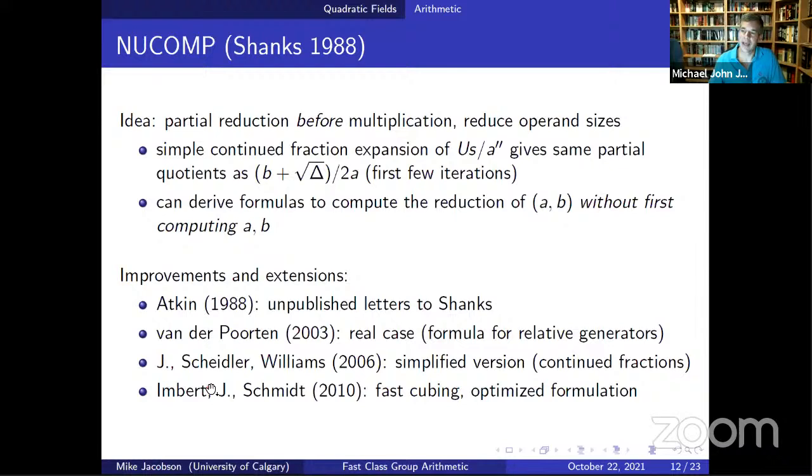And the one other extension here that I'll mention is that Laurent Imbert, myself, and a former postdoc, Arthur Schmidt, also looked at this. We described how to do cubing of ideals. So Shanks could do multiplication and squaring. And we tweaked the formulation a little bit and made it a little bit slicker and faster. And that's kind of the state of the art where that's at.